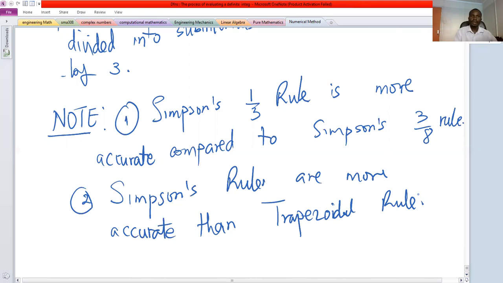So that is all about derivations of the 3 rules of integration. Next session, we'll be doing examples to illustrate how they apply. Thank you.